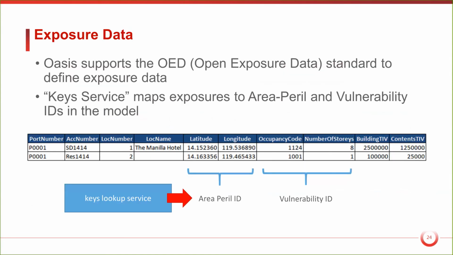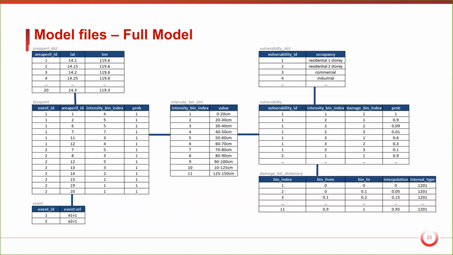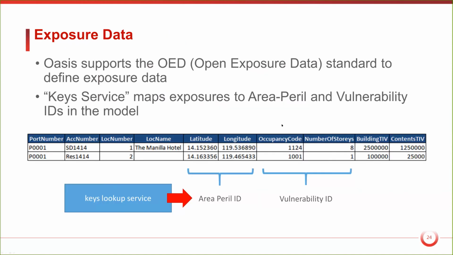So the third part of that, on top of hazard and vulnerability, is the exposure data. Mark's already talked a little about the Open Exposure Data Standard, which is what we support here. And he's touched as well on this idea of a keys service, a lookup service, which maps exposures from the Open Exposure Data Standard into these keys, as we call them, which are the area peril and vulnerability IDs, which are how we map into these footprint and vulnerability files, because these are keyed effectively on area peril and vulnerability ID.